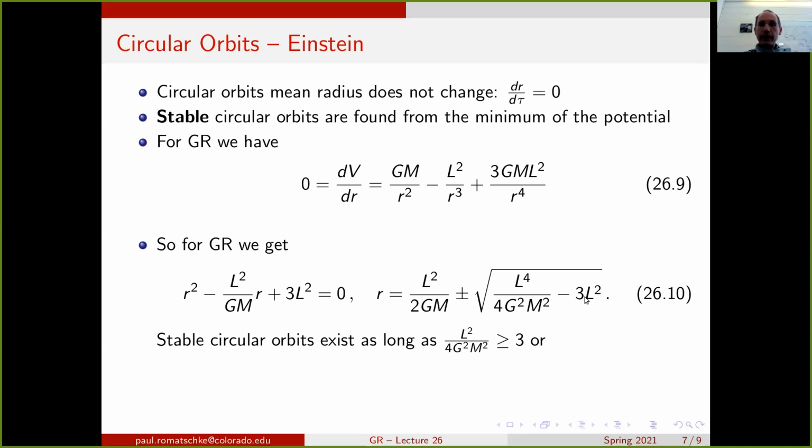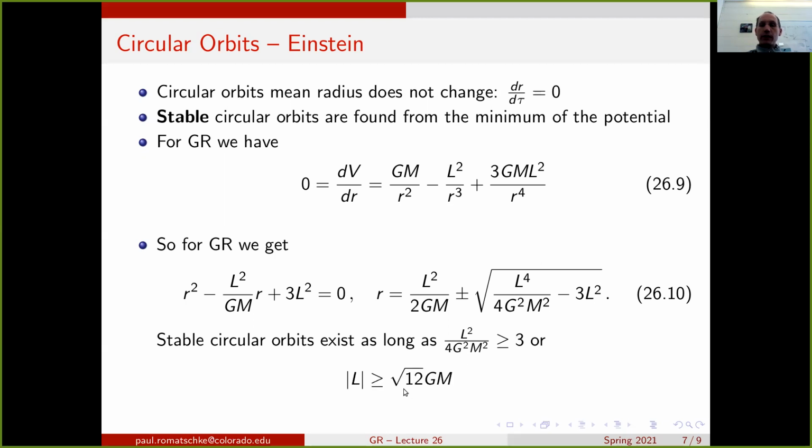The square root basically indicates that there are stable orbits for a range of values of angular momentum. But if the angular momentum gets too small, in particular if L squared over 4G squared M squared gets smaller than 3, then the argument of the square root will be negative. The square root will produce an imaginary number, and that just indicates that there is no longer a real radius for stable orbits. There are no more stable radii when the angular momentum of the particle becomes too small.